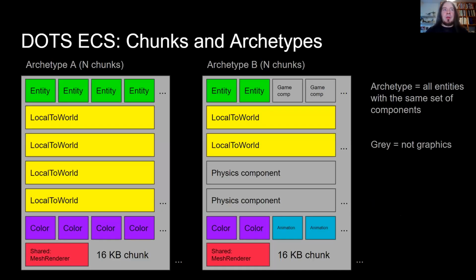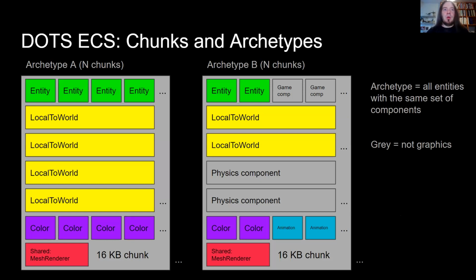DOTS ECS has a chunk-based data model. Entities are split to archetypes based on their component set. Entities with different archetypes are split to different chunks. DOTS uses fixed size 16 kilobyte chunks. This makes memory allocation trivial.